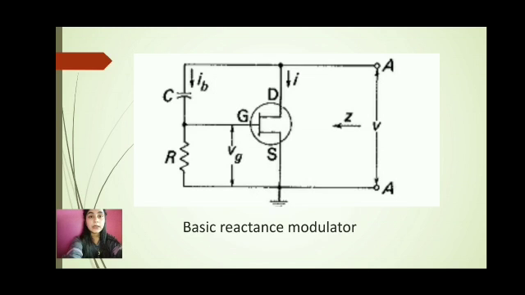Here is a capacitance and resistor. IV is the current of bias. I is the drain current, and VG is the voltage across the gate and source. Z is the impedance. V is the voltage between the terminals A and A dash.